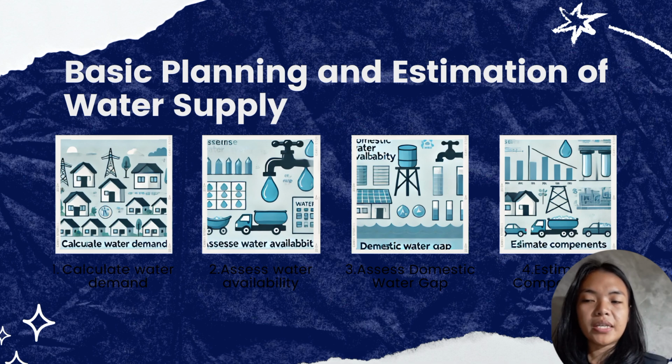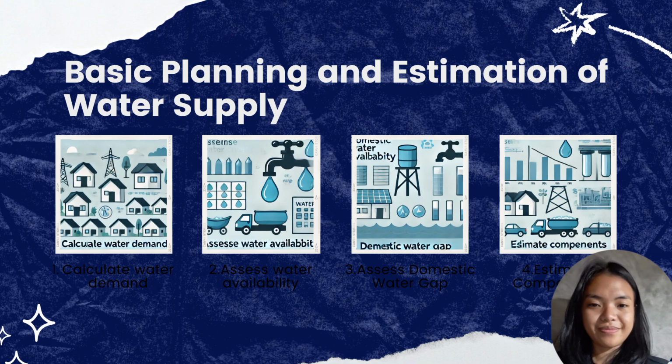Last step on basic planning and estimation of water supply is the estimation of components using the water supply by calculating the existing and gap number of household taps, stand posts, and hand pumps, ESR or elevated service reservoir, and GSR or ground service reservoir or sump treatment unit, pipelines, and others. For a town expanding by 500 new households, planners would estimate the additional number of taps, meters, and connections needed, as well as potentially larger pipelines or additional treatment units to handle the increased demand.